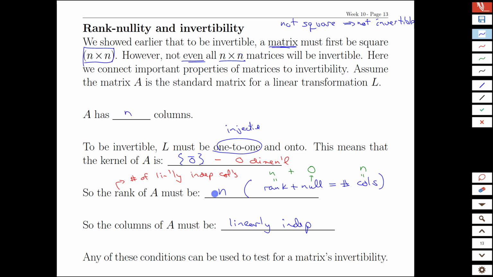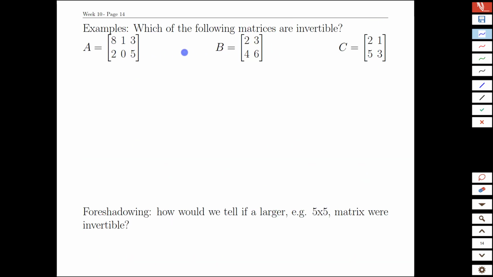Let's see that with an illustration. Here are 3 different matrices, and we're just asking whether they are invertible. Do they represent standard matrices of transforms that are invertible? Take a look at them for a moment, and then we will check in.